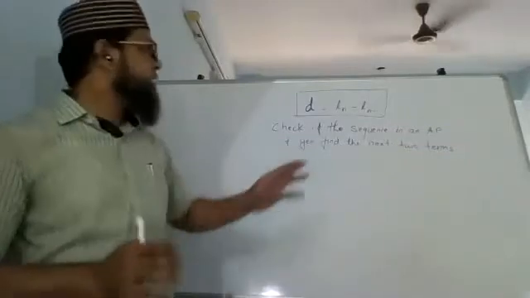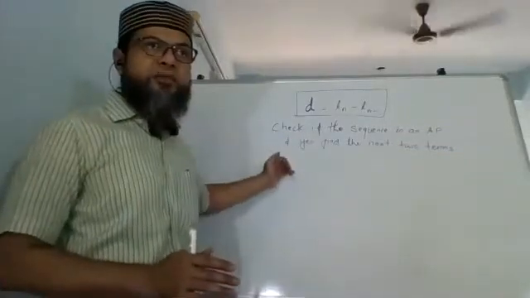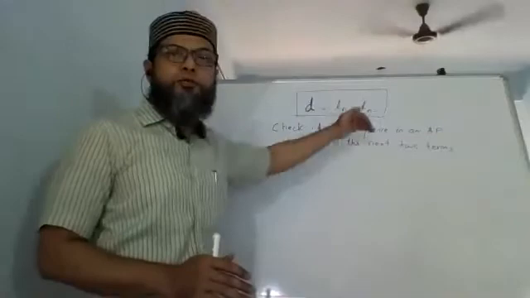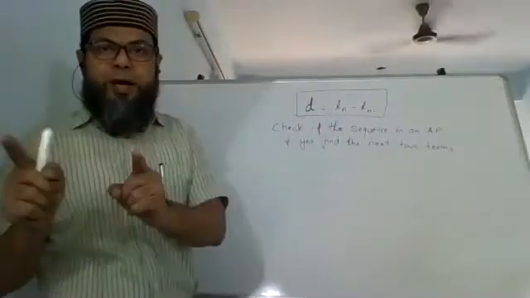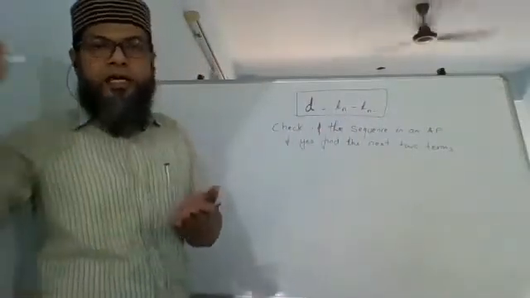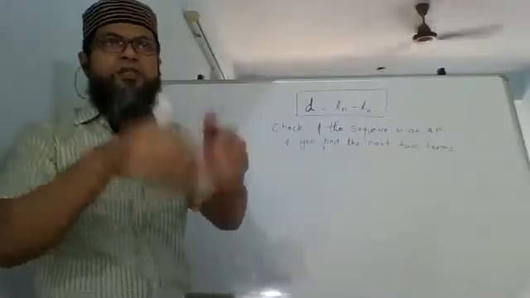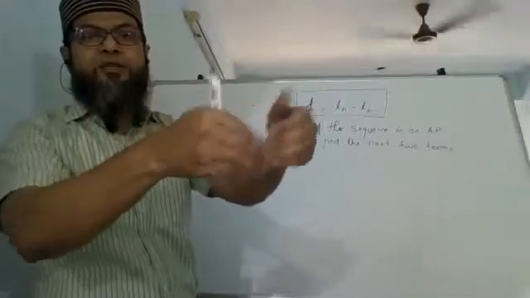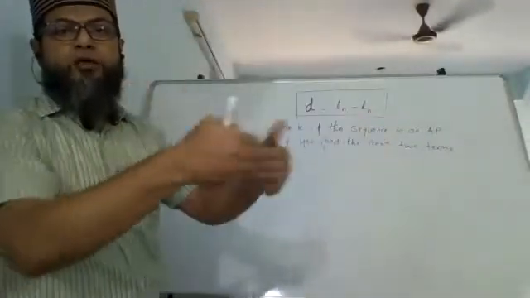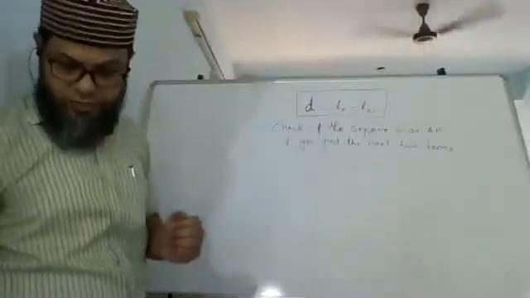All you need to do is check T2 minus T1, T3 minus T2, T4 minus T3. सबका difference same आ रहा है. Good. Same aa raha hai, it is an AP. Then to the last term, add that difference, you will get the next term. To that, add the difference, you will get the next term. Like that, you are going to find out the next terms.